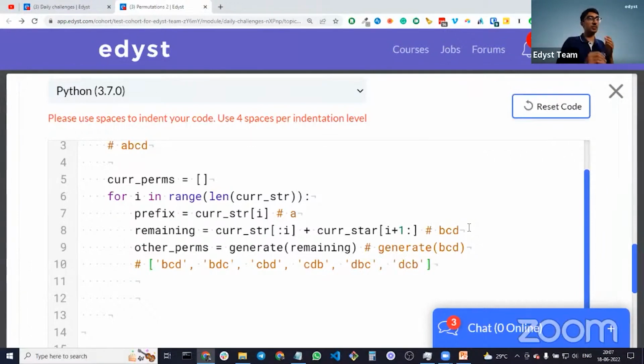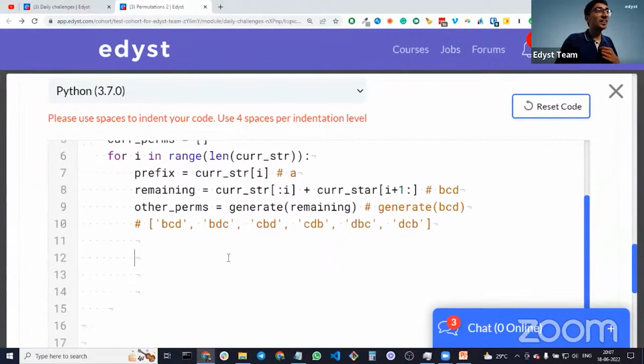Right? This is what it's going to give me: BCD, BDC, CBD, CDB, DBC, DCB. All right, so it gives me this list. Now to each of these elements, I need to prepend the prefix. So how would that be?